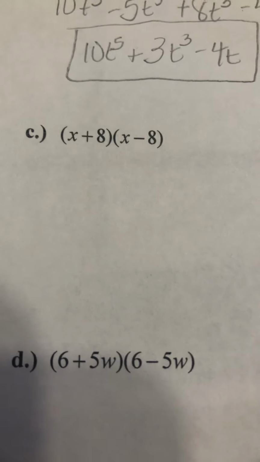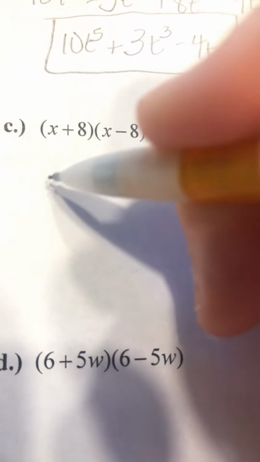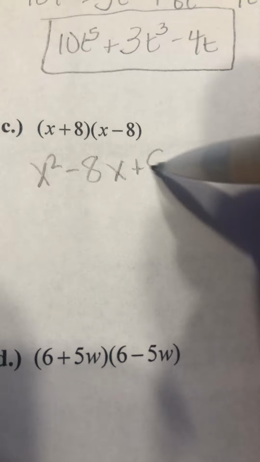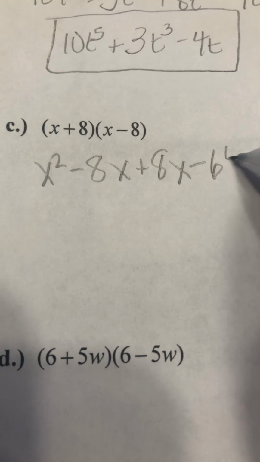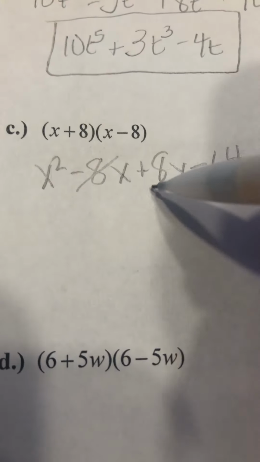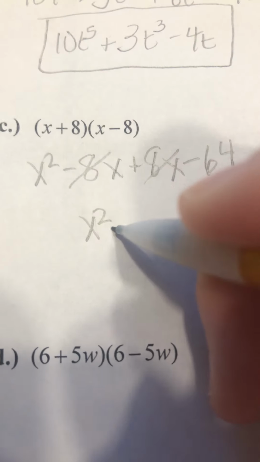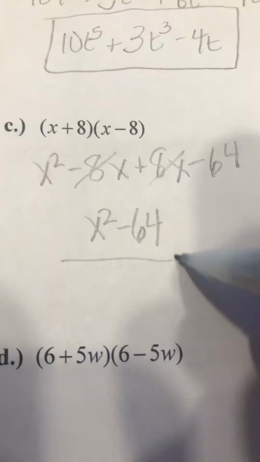Another binomial times a binomial, so FOIL again. X squared minus 8x plus 8x minus 64. These will actually cancel each other out because it's minus and plus the same term. So answer x squared minus 64.